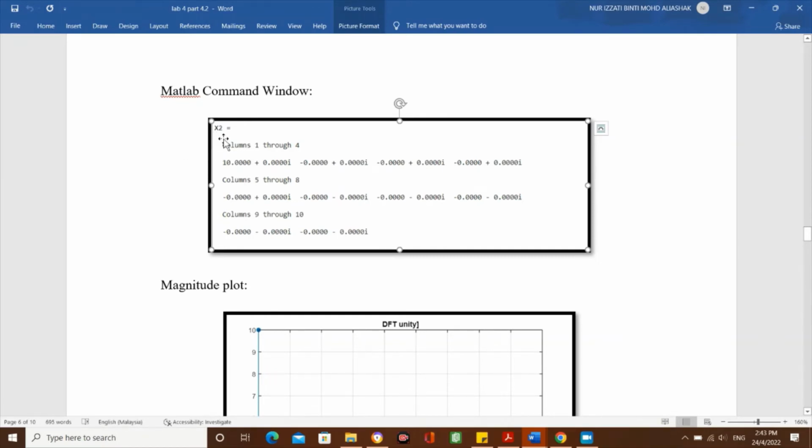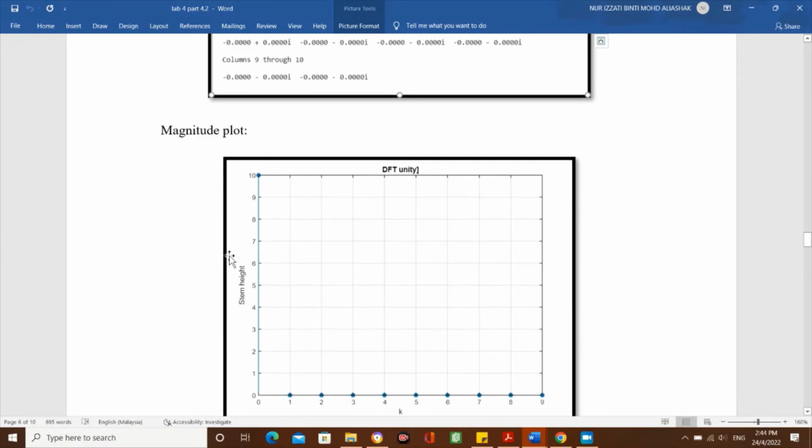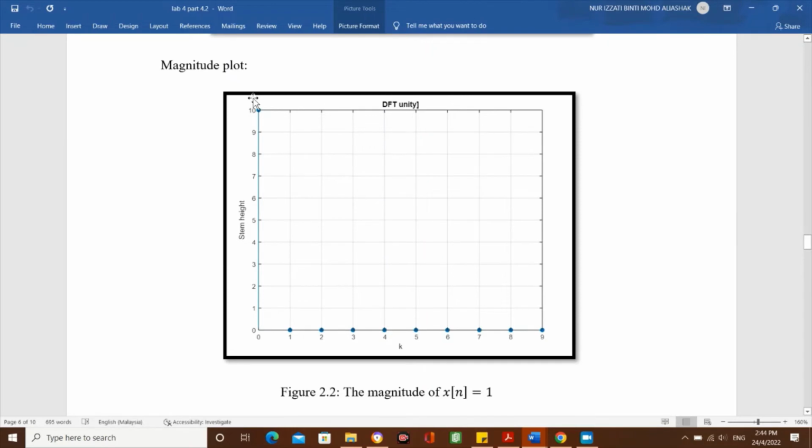X2 is equal to, on columns 1 through 4, we get that when K is equal to 0, the output is equal to 10, while otherwise it is equal to 0. When we plot the magnitude plot, we get that at K equal to 0, the amplitude is equal to 10, while the others are equal to 0.